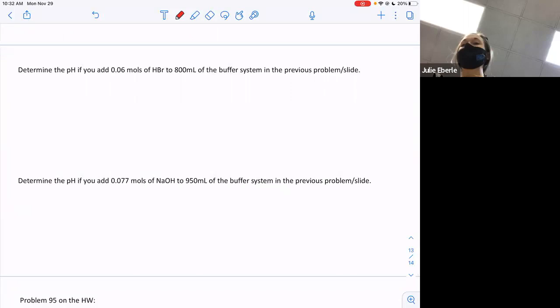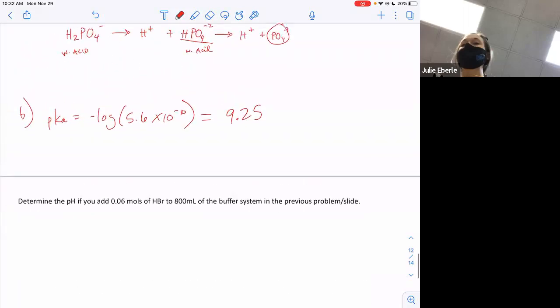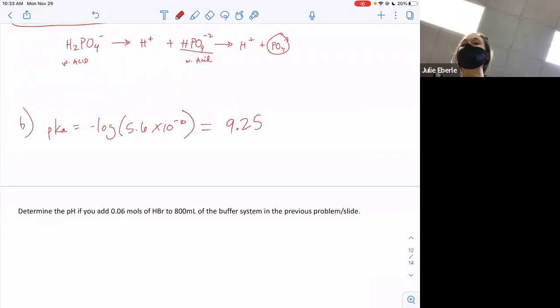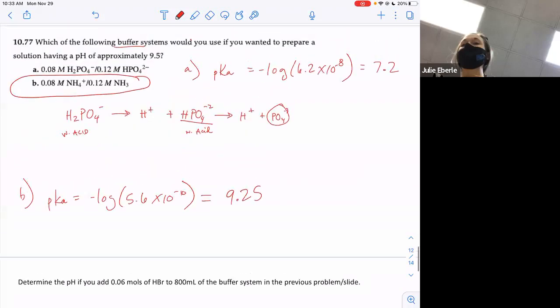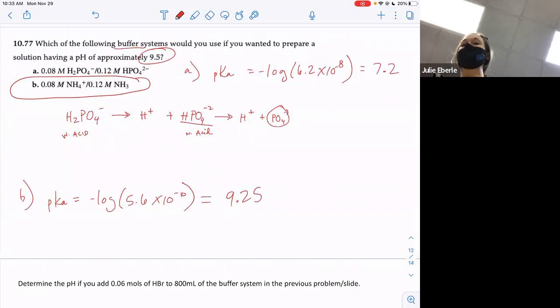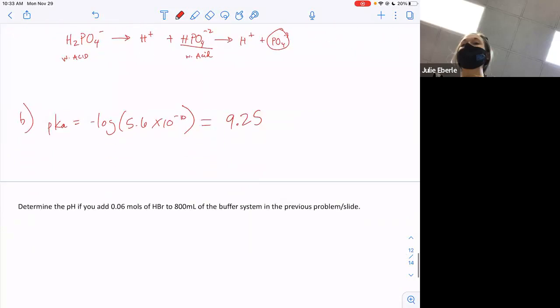So a buffer problem will have 3 parts. I've got parts 2 and 3 right here. Part 1 would just say, tell me what the pH is, okay? We want the pH to be close to 9.5, but we can calculate what the actual pH will be now that we have the pKa. This is where you use the Henderson-Hasselbalch equation. So part 1 of every buffer problem will say, what's the pH?